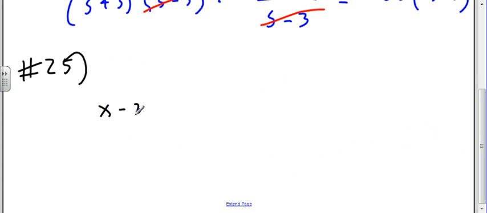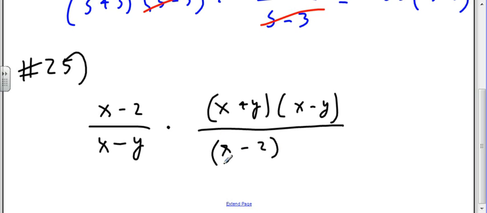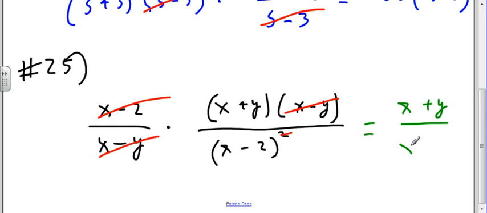And we'll do 25. S minus 2, x minus y, times. Okay, we'll factor the top guy, x plus y, x minus y. And then we'll factor the bottom guy, x minus 2 squared. All right, well, he goes away, that guy goes away, this guy goes away, one of those guys goes away, and we end up with x plus y over x minus 2. Okay, fine with that.